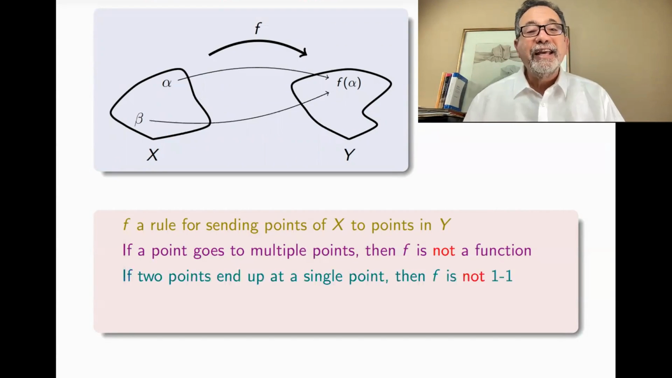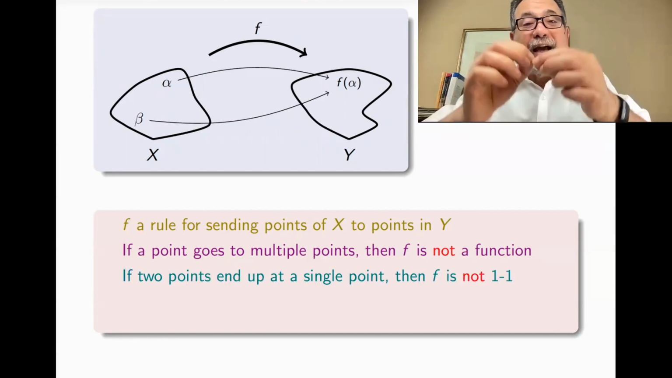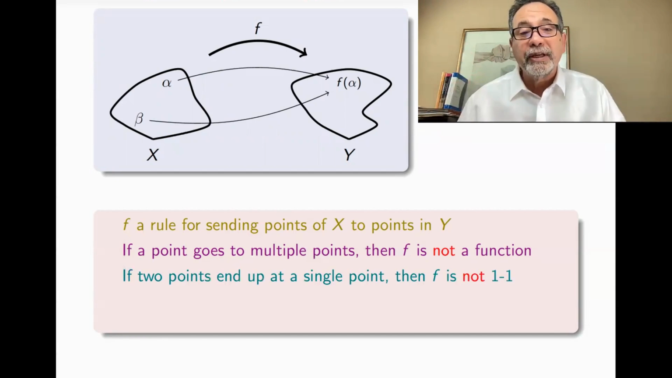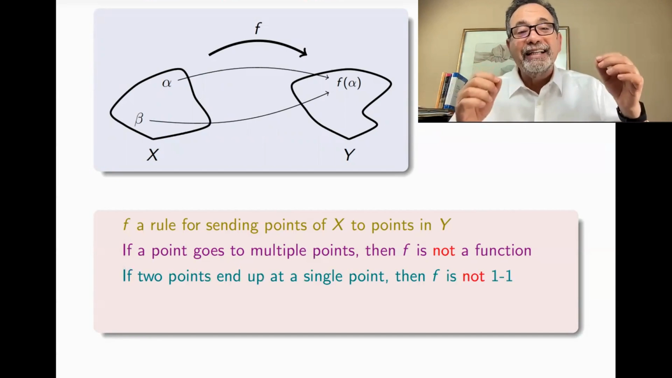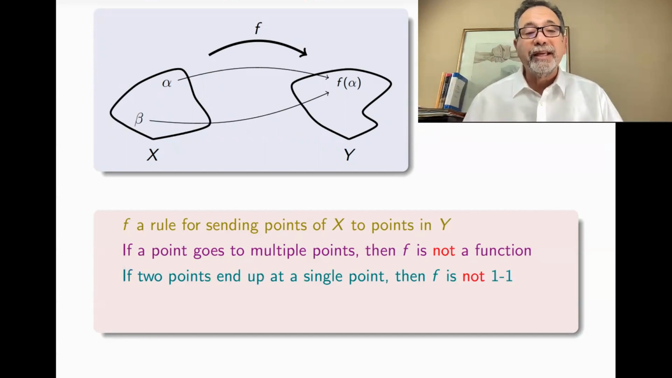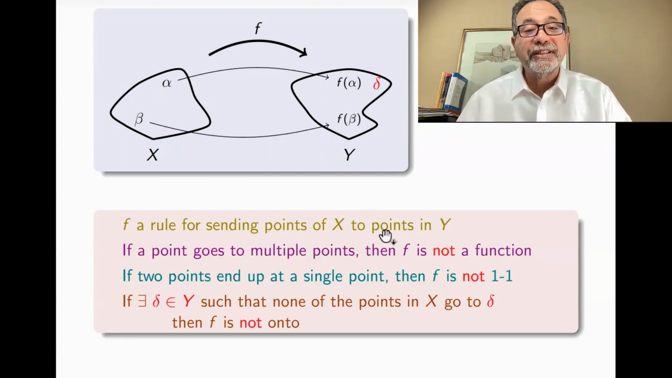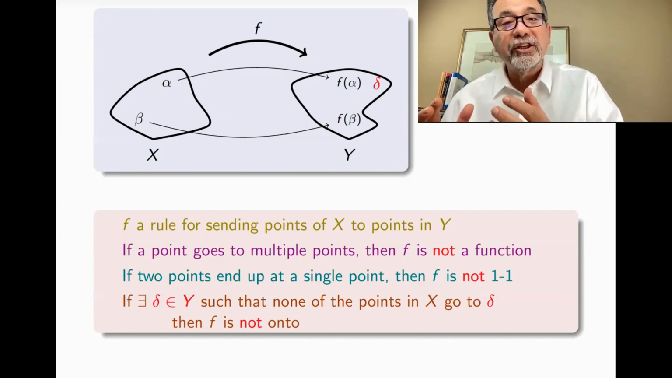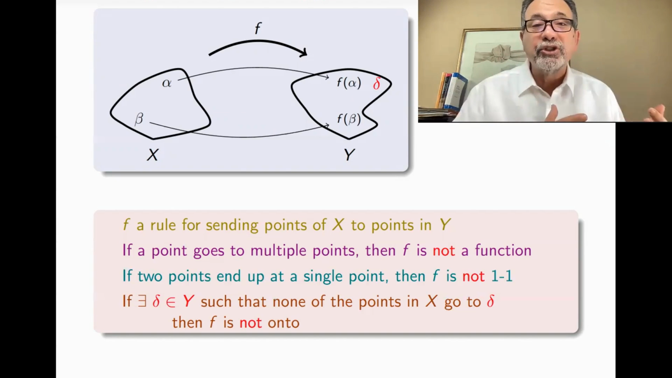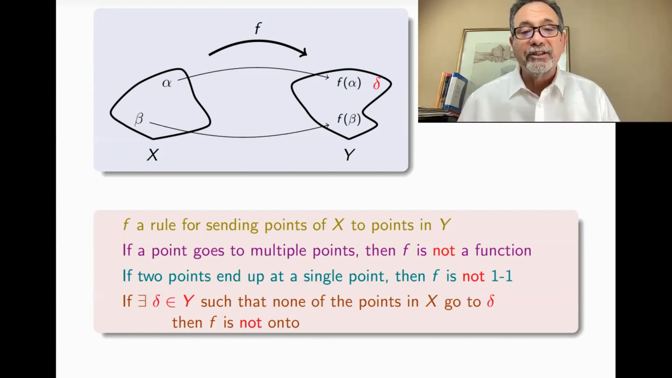On the other hand, if you have two different elements ending up in the same place, that's okay as far as being a function, but then your function is not one-to-one. One-to-one means exactly that different points go to different places. And if there's some point delta in the codomain that's not hit by anything, if there is such a point that's just sitting there and nothing is being mapped to it, then the function is not onto. So for a function to be onto, everything in the codomain has to be the image of something. Something has to be sent to it.